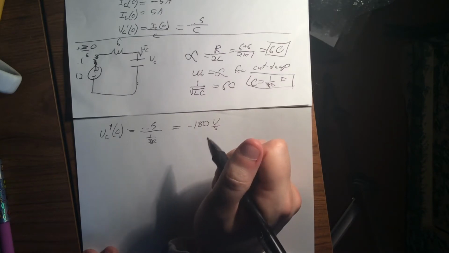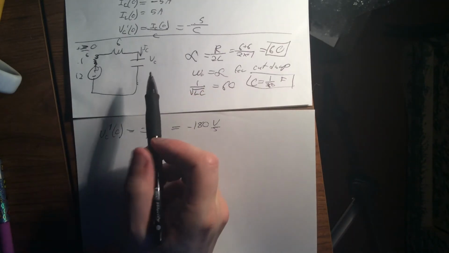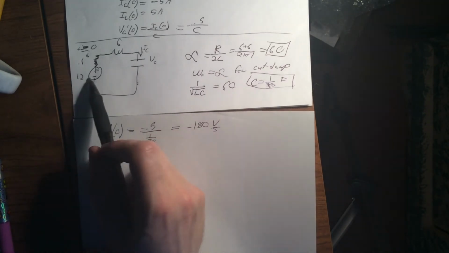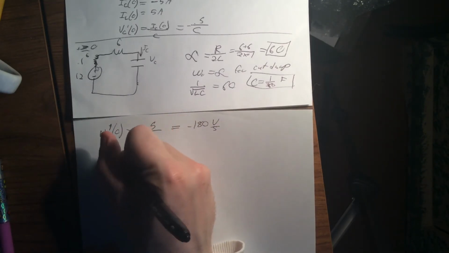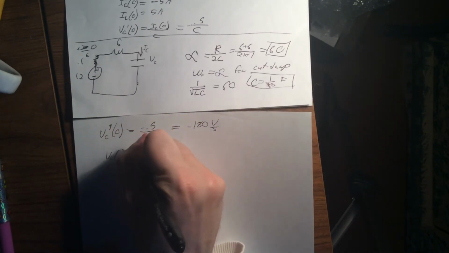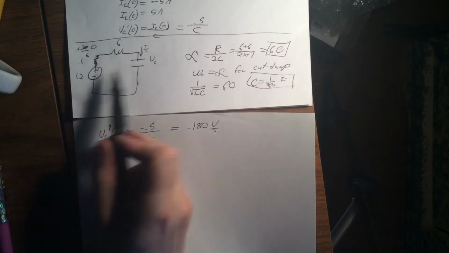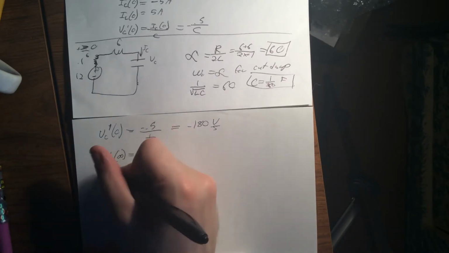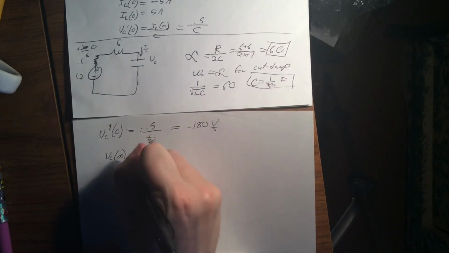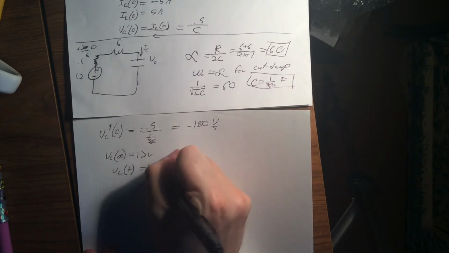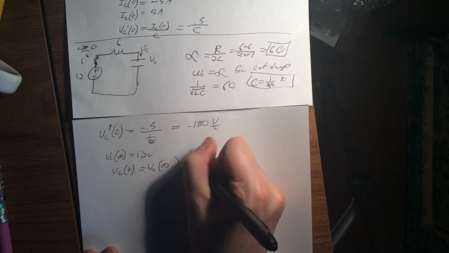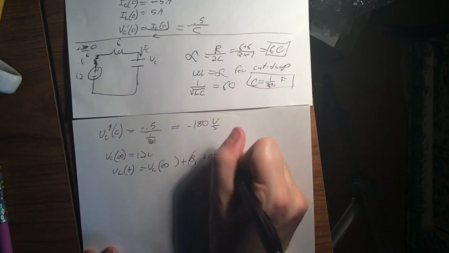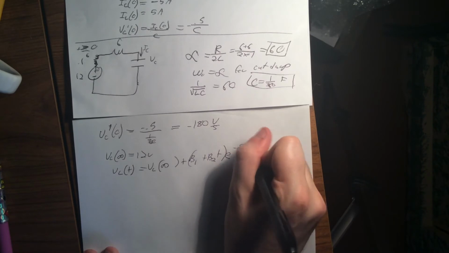Also, if we look back at our circuit, at infinity this just becomes an open circuit, which means the capacitor is filled with the same voltage that's over here. So the voltage of the capacitor at infinity equals 12 volts. To get the total critically damped response, we can use the equation Vc of t equals Vc of infinity plus B1 plus B2 t, times e to the minus alpha t.